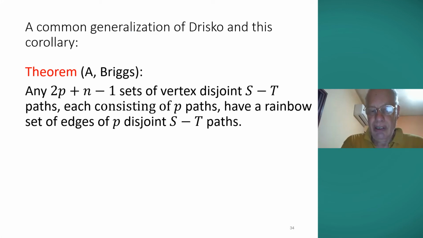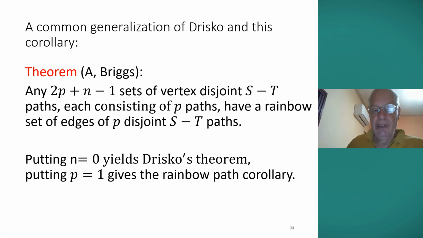Now, I'm sure you didn't get what it says, but let me give you two examples, and then it will make things easier to digest. Put n equals 0. So no inner vertices, just the set S and the set T. You can have sets of sources and sinks. And suppose your n is 0. What does it mean, no inner vertices? It means a bipartite graph. So if you put n equals 0, and you have 2p minus 1 sets of disjoint ST paths, that's matchings, right? If you don't have inner vertices, then the ST paths are just edges, and they are disjoint, so this is a matching. So you get Drisko. You have 2p minus 1 matchings of size p, and you have a rainbow matching of size p.